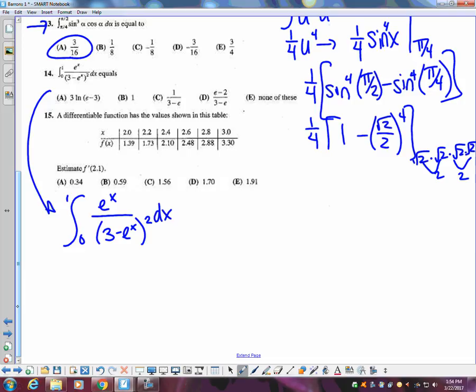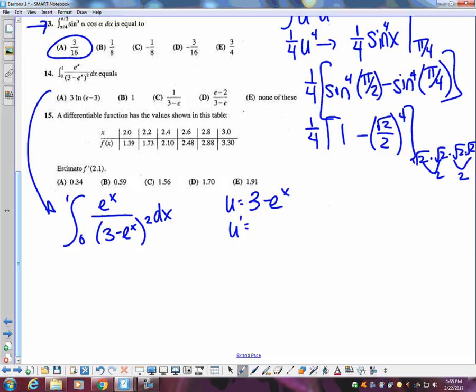So we have to think about what we want to let u be. And u is always the thing that has the most meat on it. What has the most going on. So I'm going to let my u be 3 minus e to the x. And I know it's squared, but I'm just going to let my u be squared.